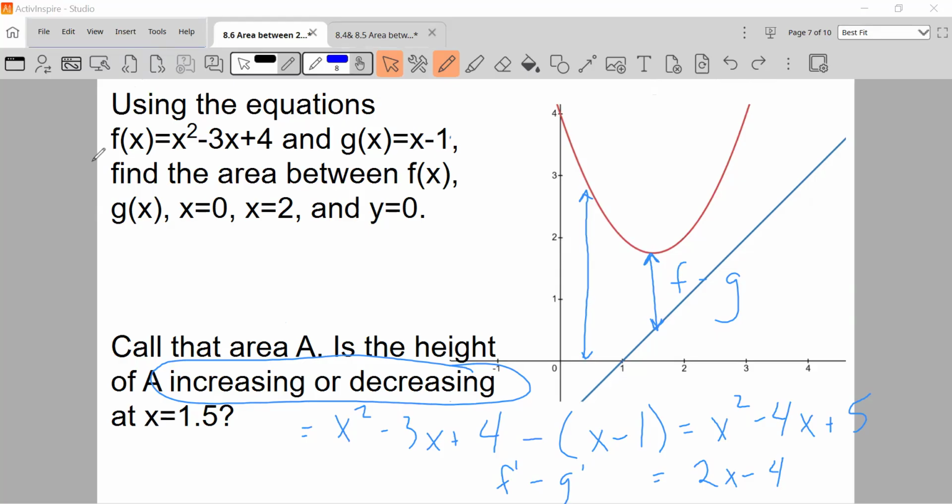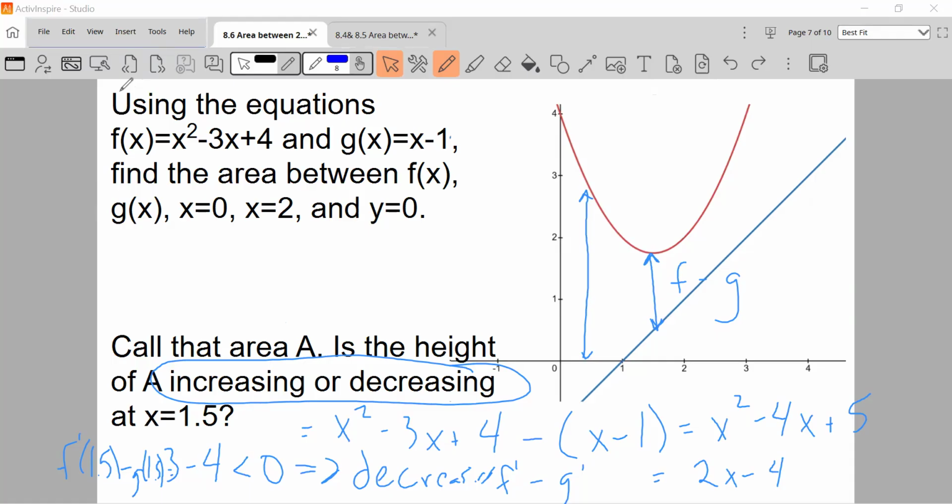So that's going to give us 3 minus 4, which is less than 0, therefore decreasing. And I probably want to label this as f prime of 1.5 minus g prime, just for those nice labeling points. But regardless, we found that height is decreasing.